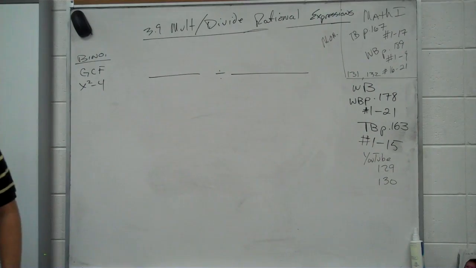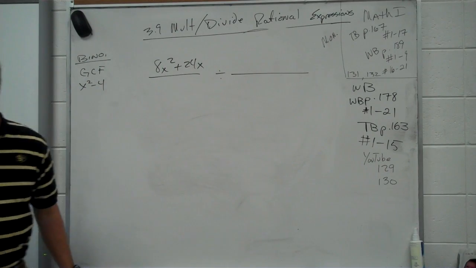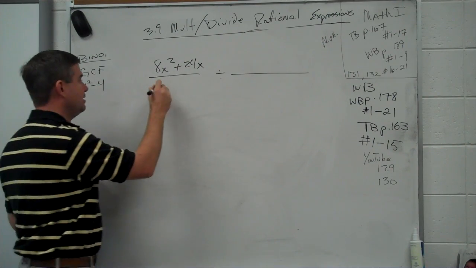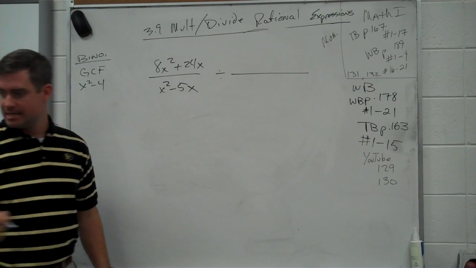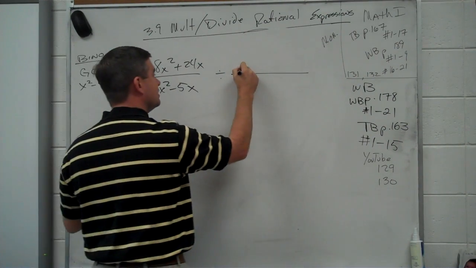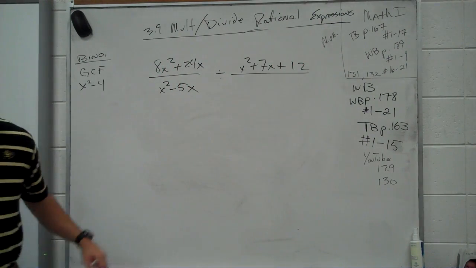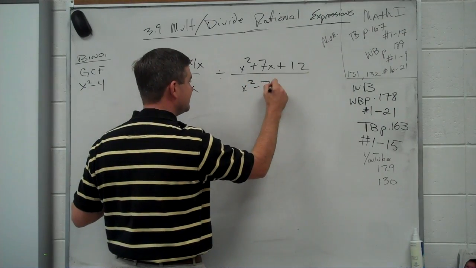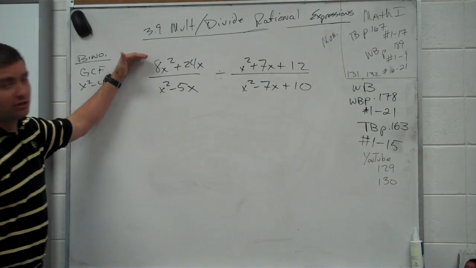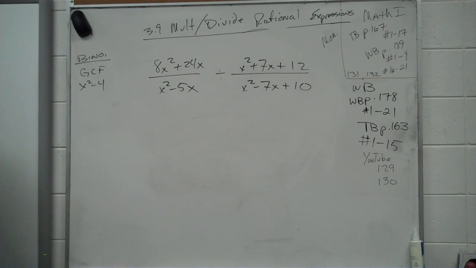All right, so here we go. 8x squared plus 24x over x squared minus 5x, divided by x squared plus 7x plus 12 over x squared minus 7x plus 10. You should be writing this down and stop playing. Here's a rational expression divided by another rational expression. Let me show you a nice, easy way to do this problem without having to rewrite it 100 times.